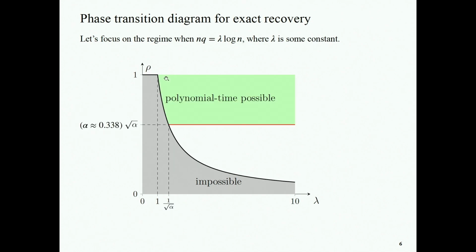Our work shows that if the correlation is larger than the square root of this Otter tree counting constant, then there is a polynomial time algorithm that can achieve exact recovery. As you can see, this gray region and this green region touch the information theoretical limit thresholds, which implies that when lambda falls into this region, our algorithm is information theoretically optimal.